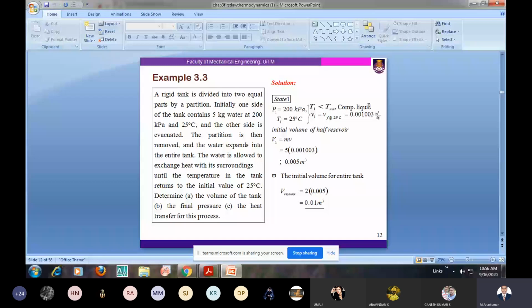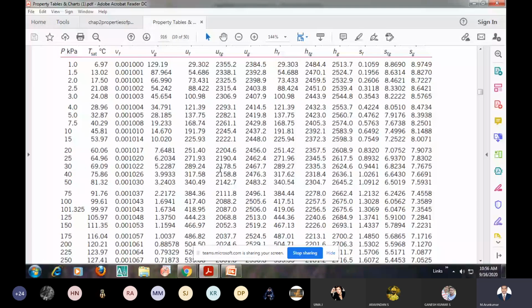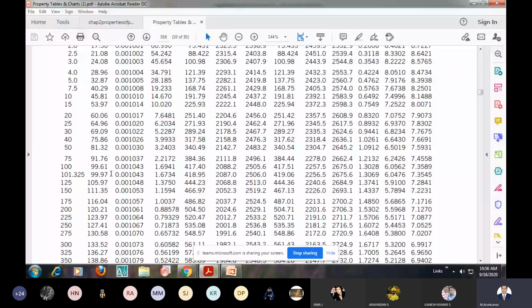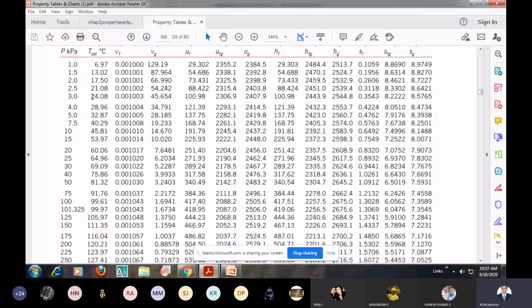So we have to take the specific volume of the fluid at 25 degrees Celsius. If you go to your property tables, you don't look at the 200 kilopascal; you have to go with the 25 degrees Celsius. The approximate value will be around 0.001003 something.